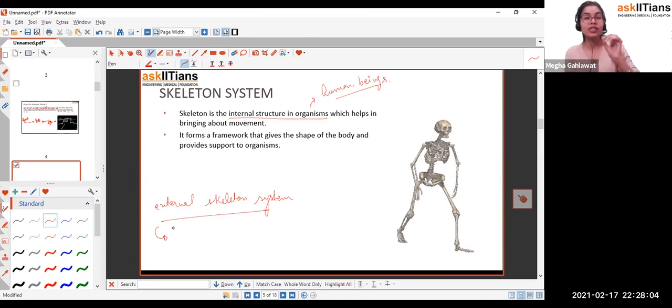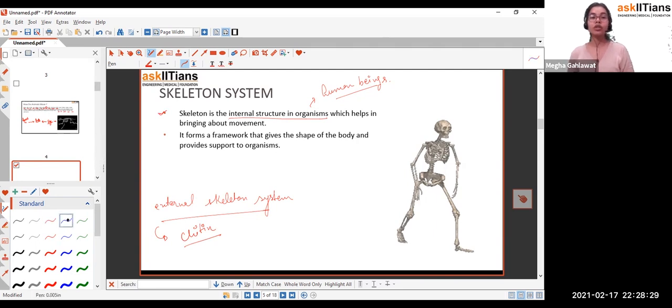Basically, the external skeletal system is their hard covering. The hard external covering which is protecting their gooey internal organs is what we call the external skeletal system, which is made up of chitin. Okay, now you know what the external skeletal system is, and we obviously are going to study the internal skeletal system, which is present in human beings, different kinds of mammals, fishes, birds, etc.